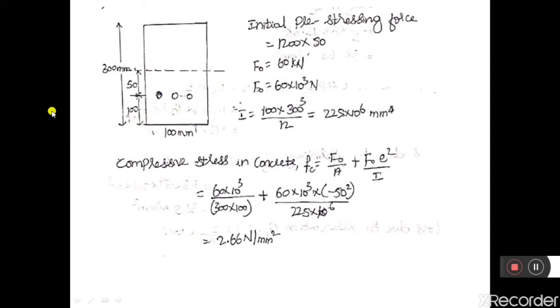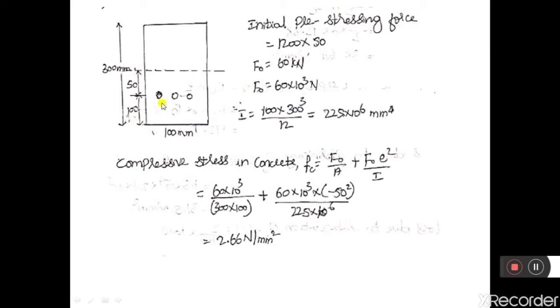Before that, let us consider a rectangular beam 100 mm wide and 300 mm deep. Since it is a rectangular beam, y1 is equal to y2. The centroidal axis will lie at a distance of 150 mm from the top as well as 150 mm from the bottom.